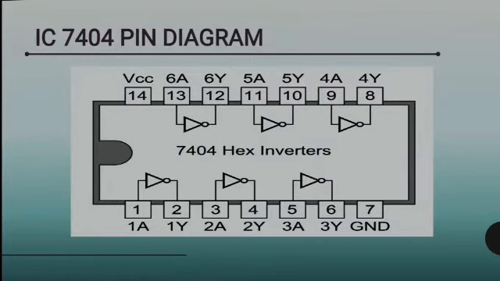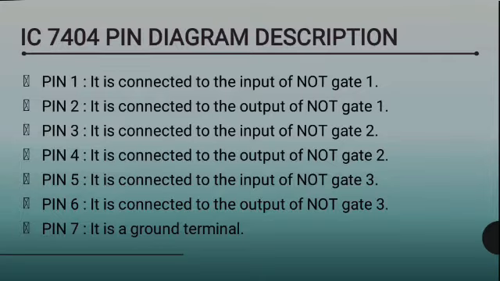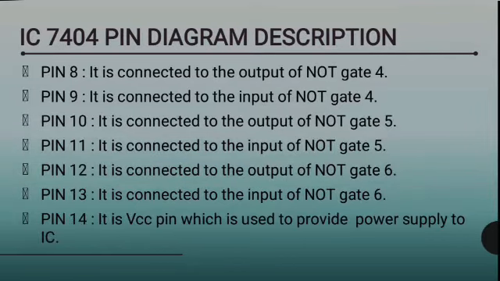This figure shows the pin diagram of IC 7404. Pin 1 is the input of NOT gate 1 and pin 2 is the output of NOT gate 1. Similarly, pin 3 is the input of NOT gate 2 and pin 4 is the output of NOT gate 2. And pin 5 is the input of NOT gate 3 and pin 6 is the output of NOT gate 3. Pin 7 is the ground terminal. Pin 8 is the output of NOT gate 4 and pin 9 is the input of NOT gate 4. Pin 10 is the output of NOT gate 5 and pin 11 is the input of NOT gate 5.